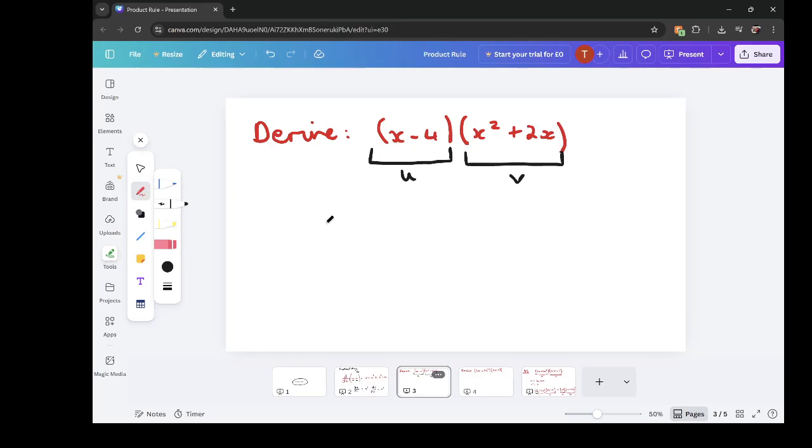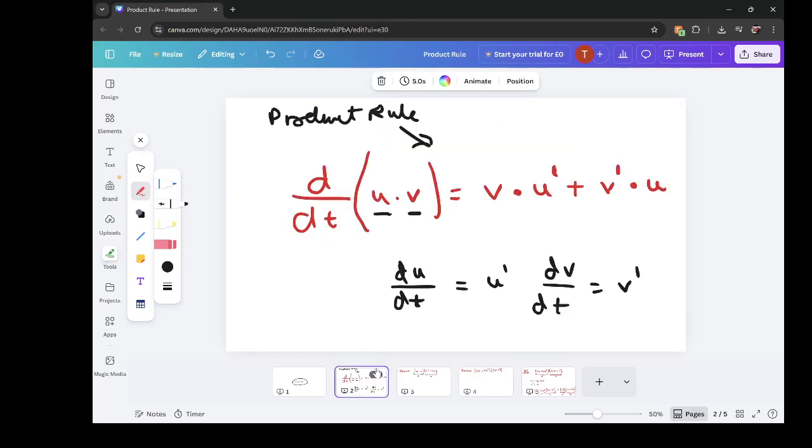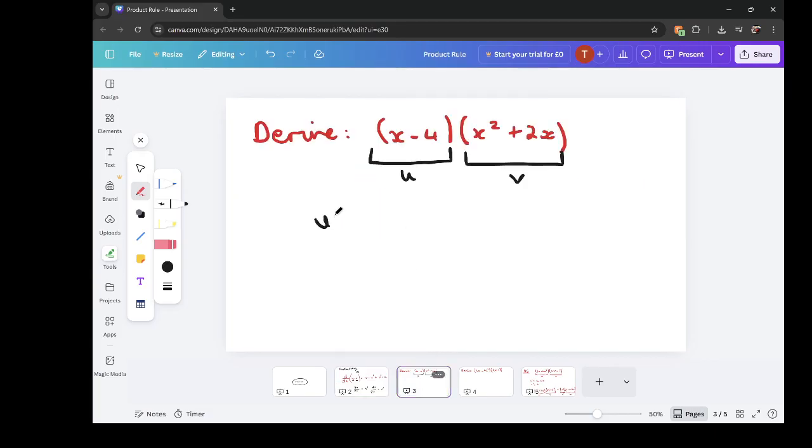So what we have to do now is find out the differentiated forms as stated in the product rule. So what I like to do is write down what my u prime and v prime are so it's easy to write. So my u is x minus 4, and my u prime would just be 1, because x differentiated is 1, and negative 4 differentiated is just 0. And then v prime would be x squared plus 2x differentiated, which is 2x plus 2. So that's u prime and v prime.